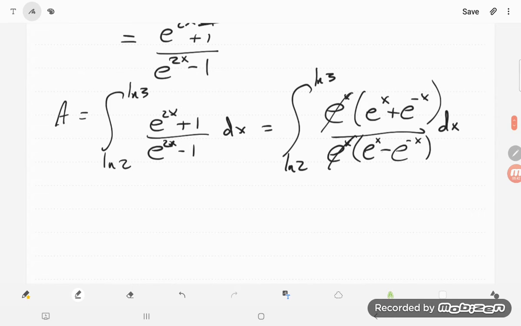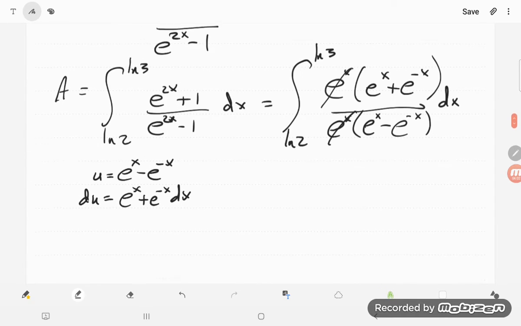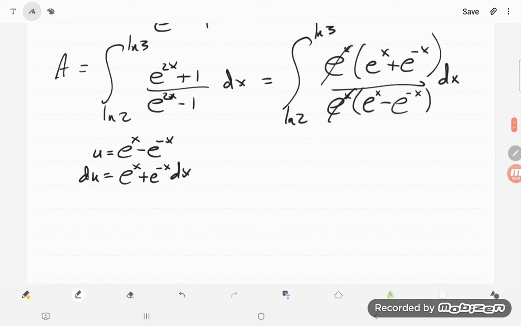And amazingly, we can do this one. Because if we let u equal e to the x minus e to the negative x, that thing on the bottom, then du is (e to the x plus e to the minus x) dx. The thing on the top times dx. Amazing.